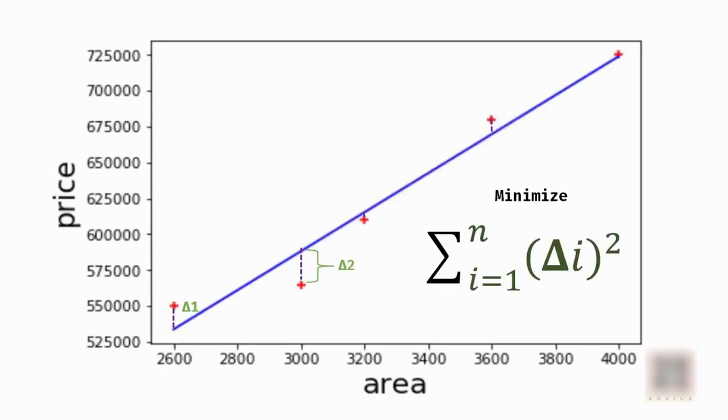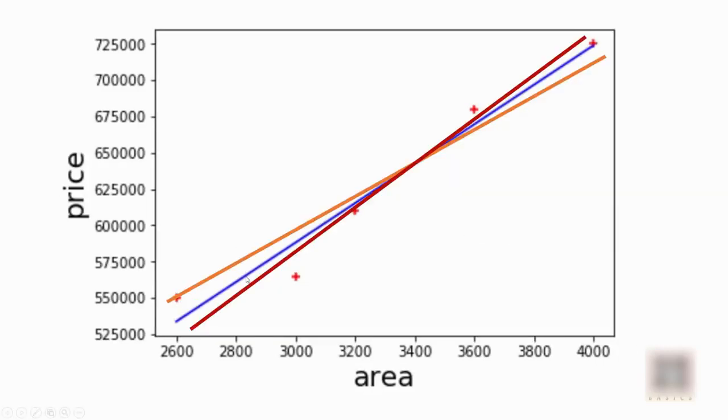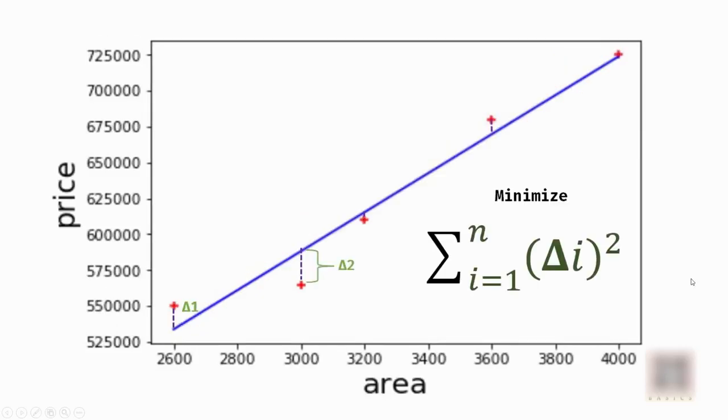What we do is we calculate this delta, which is the error between the actual data point and the data point predicted by your linear equation. We square individual errors, sum them up, and try to minimize those. We do this procedure for all these lines. So for the orange, red and blue lines, I repeated that procedure, and what I found was this blue line was giving me the minimum error. Hence I chose that line.